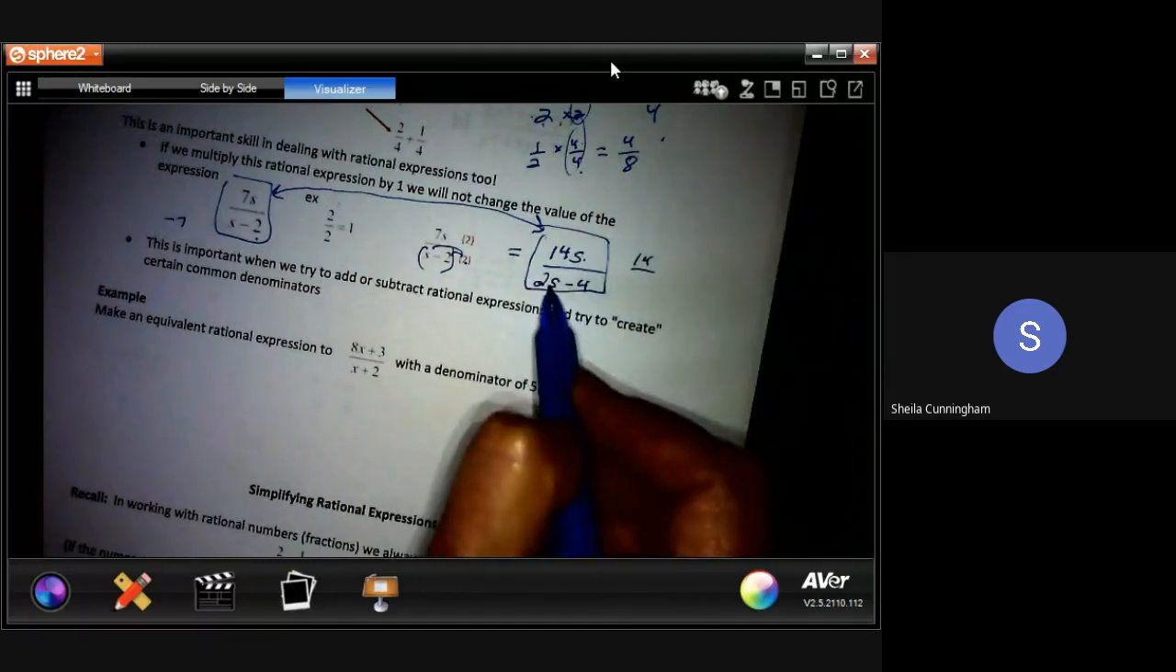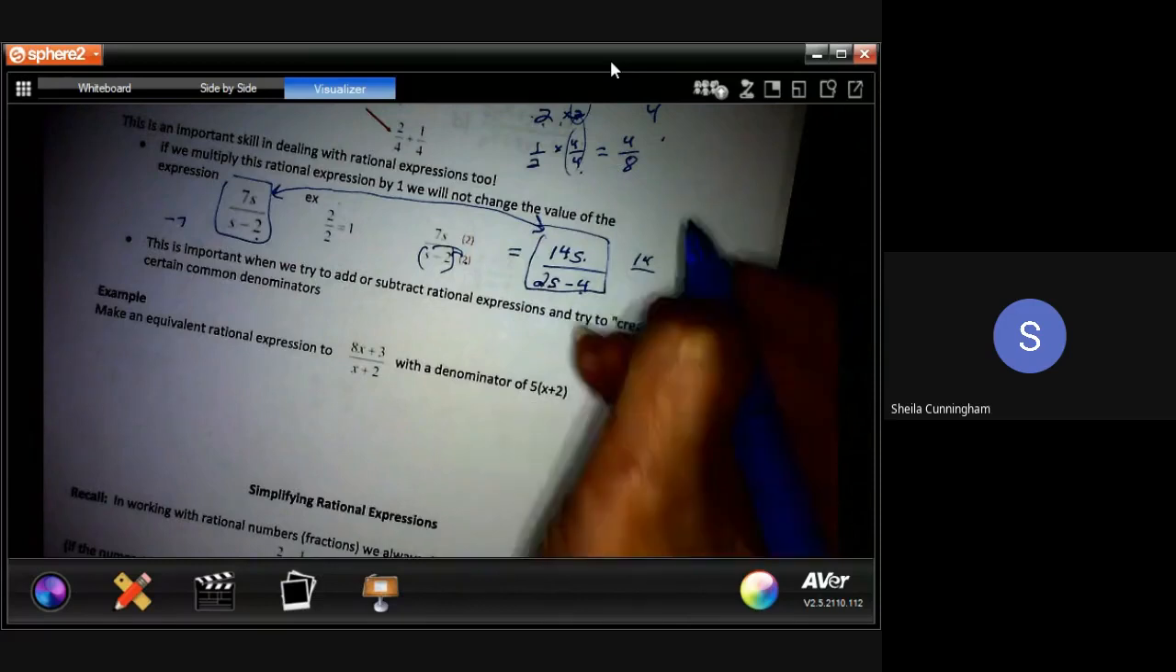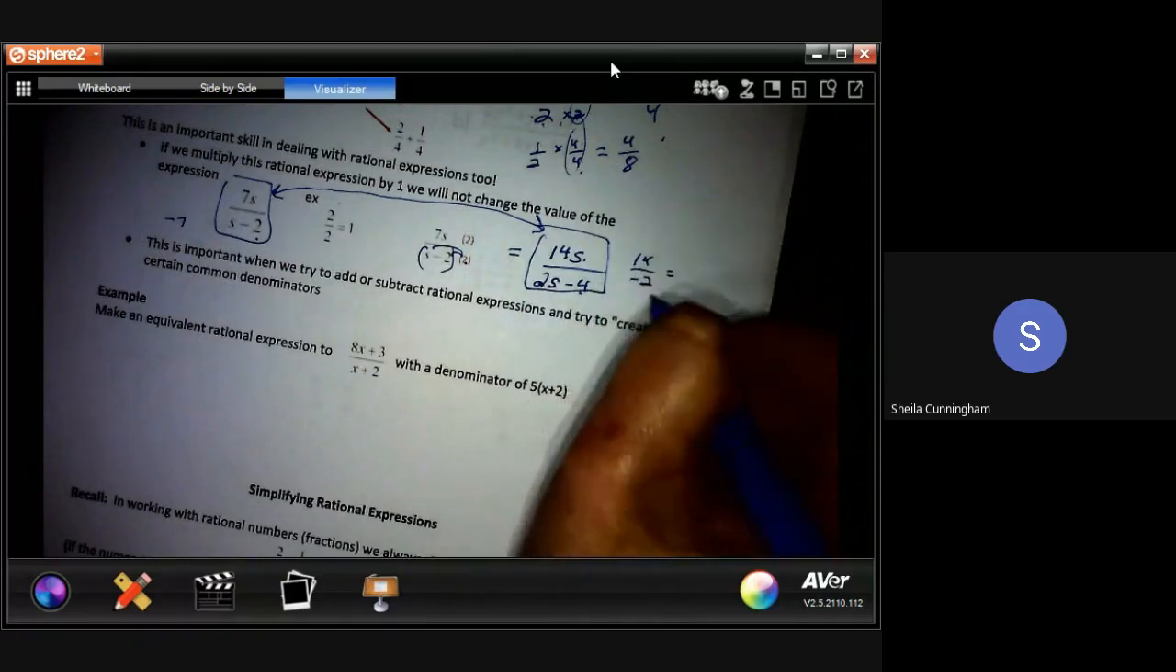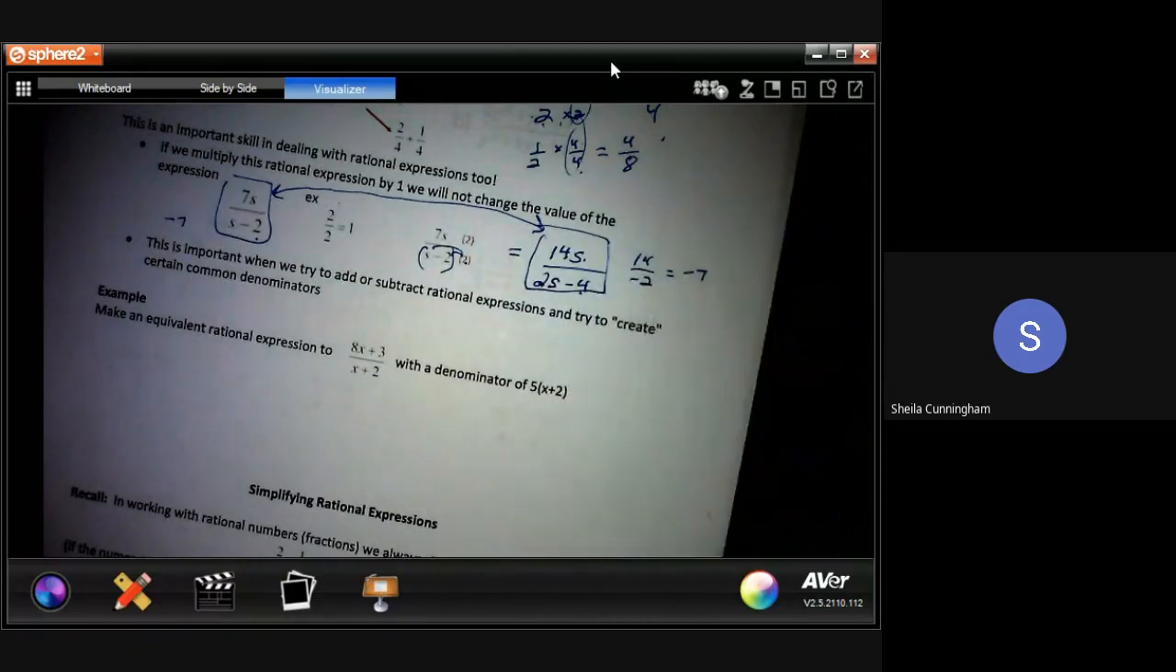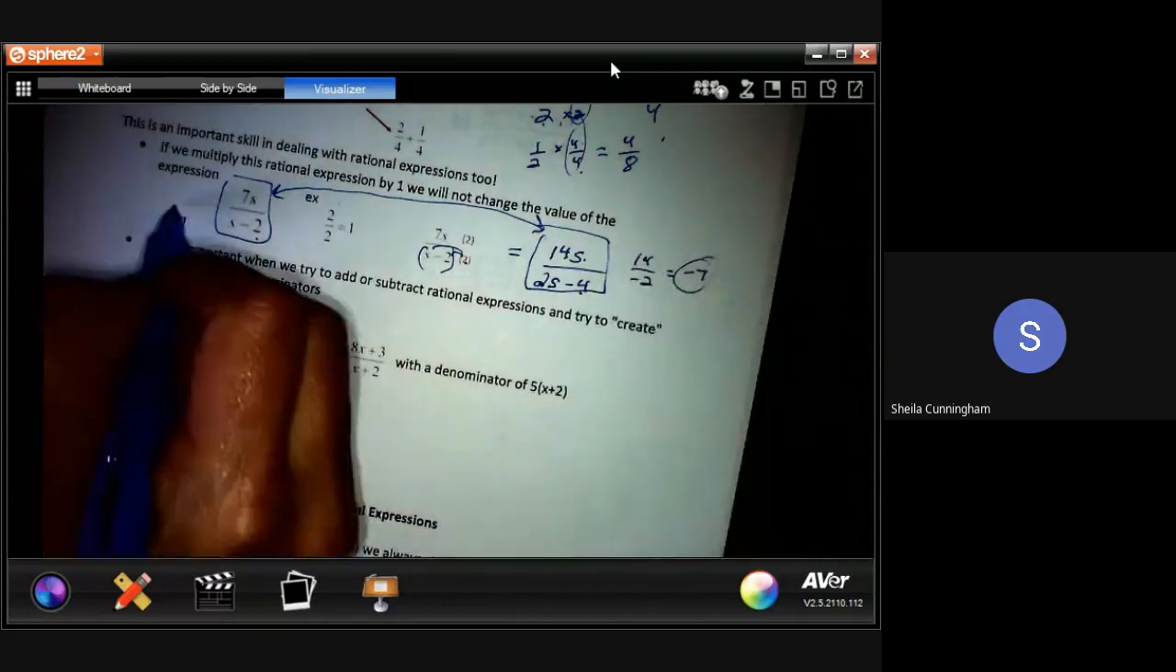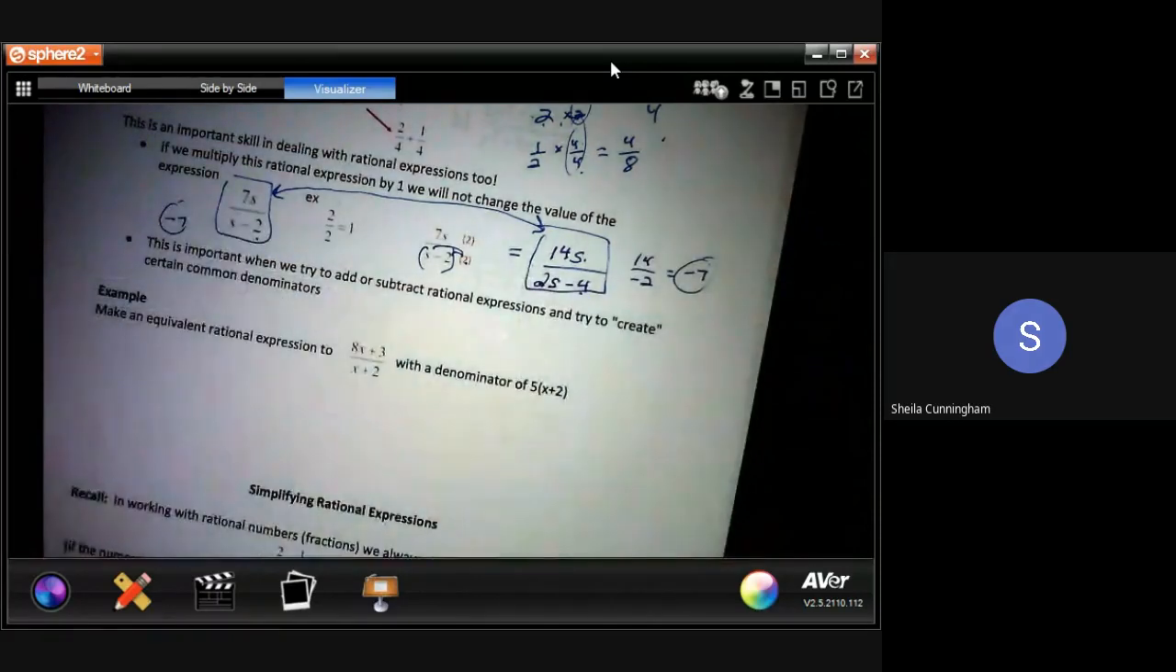2 times 1 is 2. Subtract 4 is going to give me a -2. 14 divided by -2 gives me a -7. So I know they are equivalent rational expressions. Okay? Does that make sense?